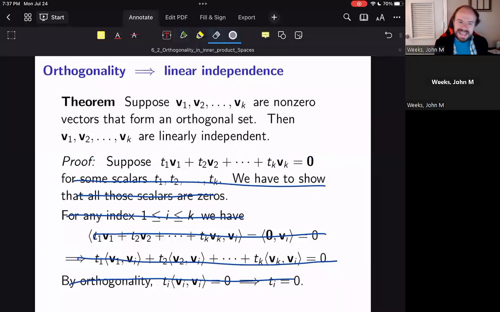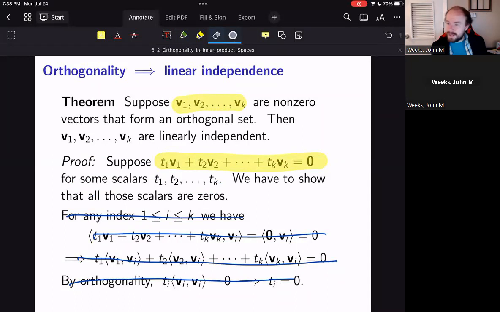But let's start by taking some non-zero vectors that are orthogonal, and let's assume that there is some sort of linear combination that makes them 0. Remember that linear independence means that I want to show that each of these constants is indeed 0. The only way to solve this equation is trivially, if all of the constants here are 0. So that's what we're trying to get toward. So here's what we're going to do. We're going to try and take an inner product of this vector t1v1 plus dot dot dot plus tkvk with each of the individual vectors v1 through vk, and we're going to see what we come up with.